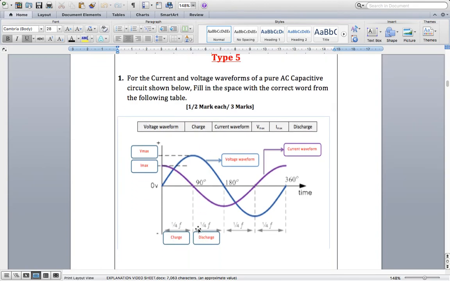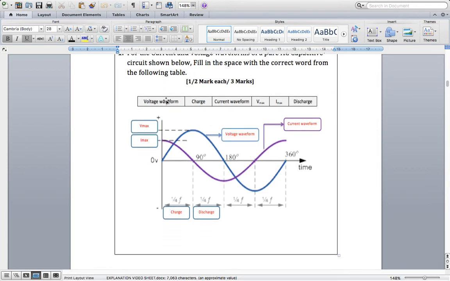Now move on to type 5, which is a very important and compulsory question, and a very simple one. I will read it for you. The current and voltage waveforms of a pure AC capacitive circuit are shown below. Fill in the spaces with the correct words from the table. So you will be provided with a table with the answers like voltage waveform, charge, current waveform, Vmax, Imax, discharge. And the ones in red color will be blank. You need to fill them. These are the answers actually.